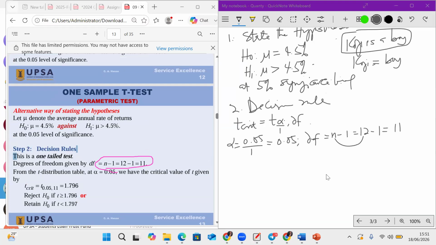When you are done, you come to find your T crit, which equals, what is your alpha over 1? T 0.05, comma 11. From here, you go to your T distribution table. In statistics level 100, you learn the use of the Z distribution. Are you getting it? Yes, sir. Yeah, it's the T distribution. So we go to the table and search for T 0.05 and 11. So somebody should send the T distribution table chart.